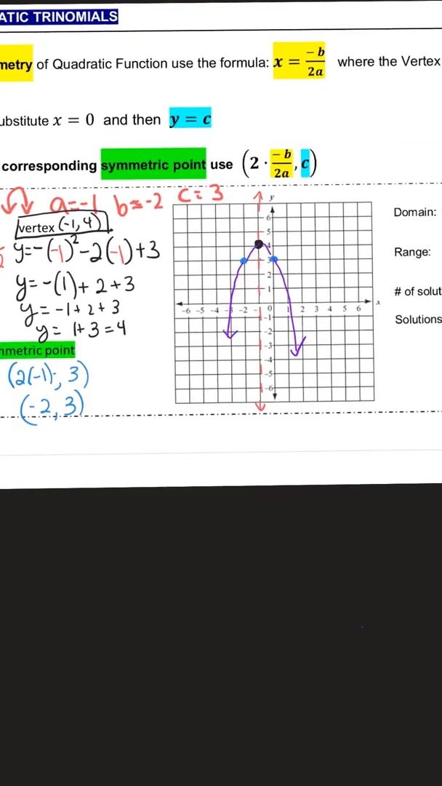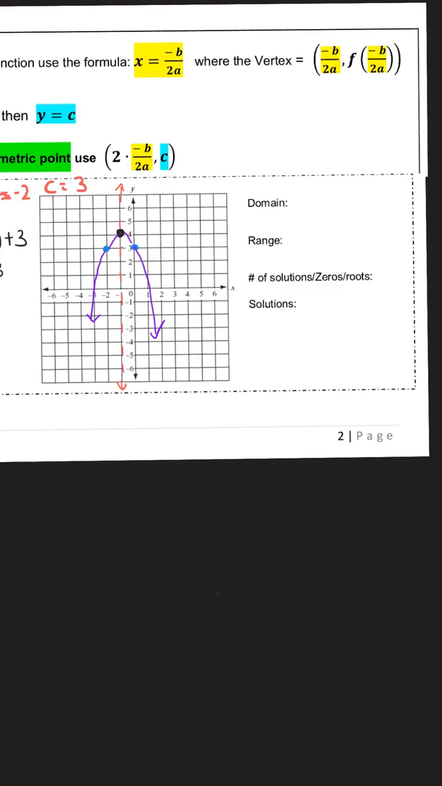And then let's come over here and list our information. So my domain is always all real numbers. My range is based on my first point on my y-axis. It's your vertex. So the highest point is 4. So y, and remember it's going down, so y is less than or equal to 4. And then number of solutions: it touches the x-axis 2 times, so it has 2 solutions, and it touches the x-axis at -3 and at +1. So I have x equals -3 and x equals +1.